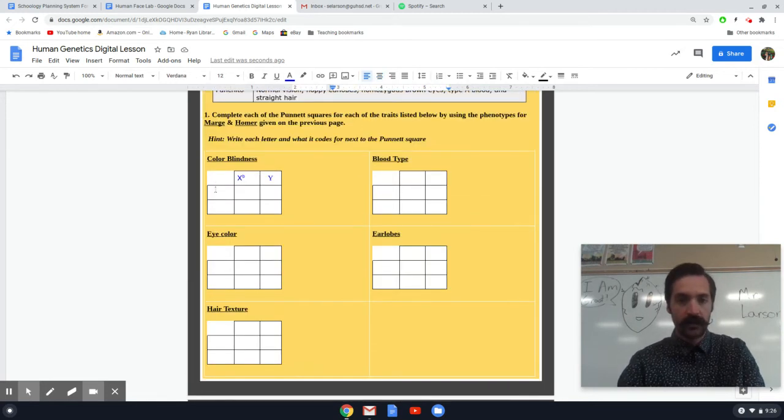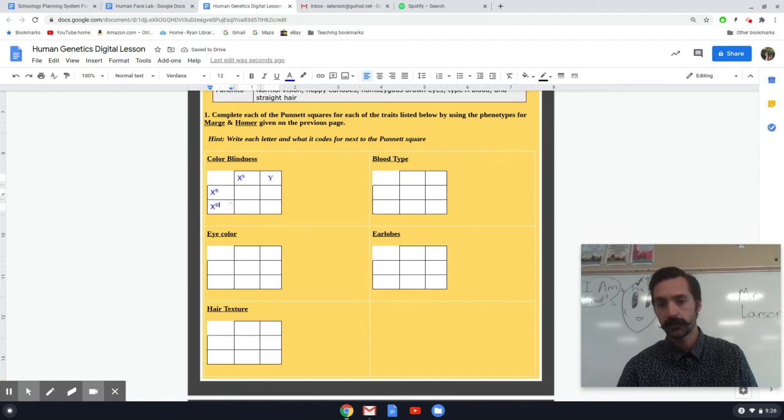So here you have the X chromosome with the color blindness trait, and here's the other X chromosome without the color blindness trait. So now that we've put in our Punnett square for Homer and Marge, we can complete the rest of this Punnett square.